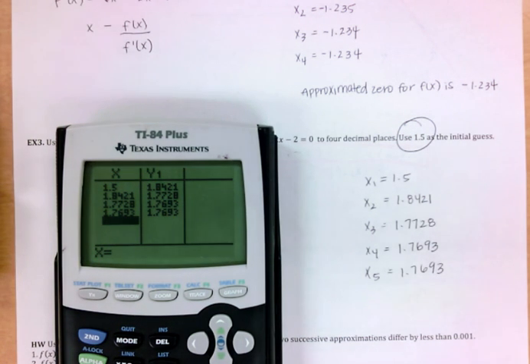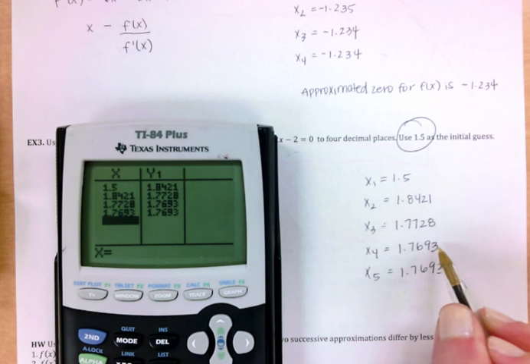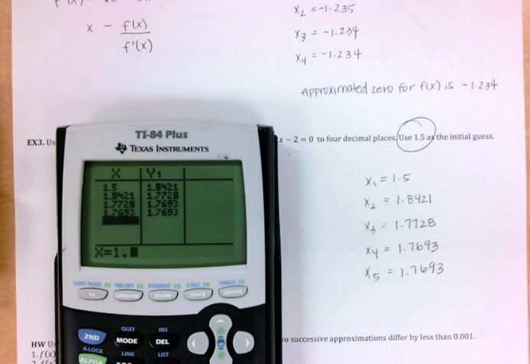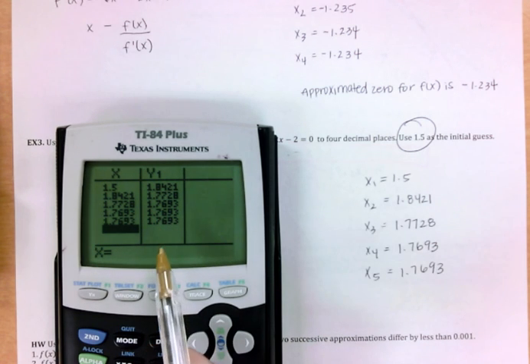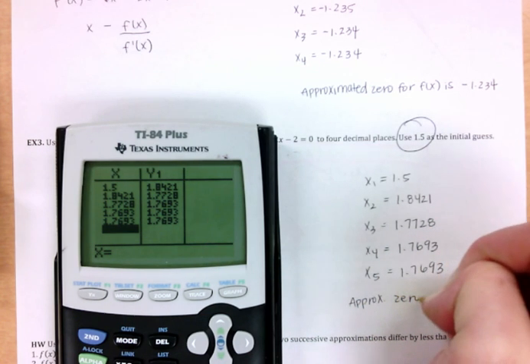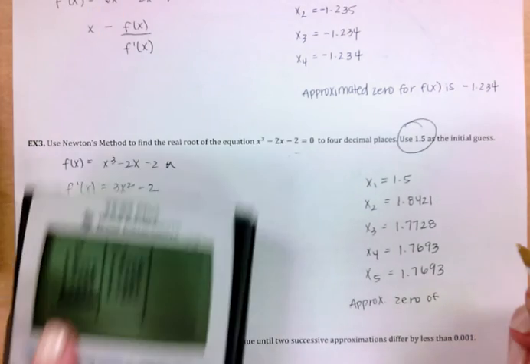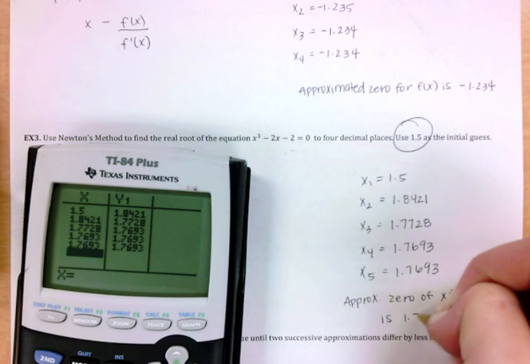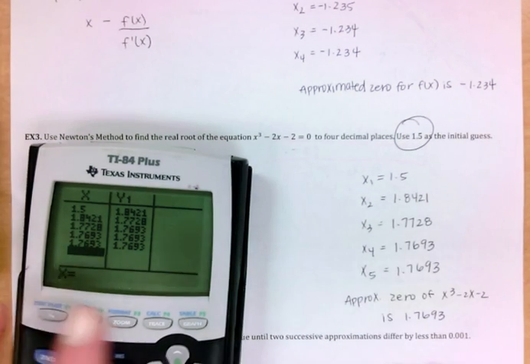Okay, so now that we're at x5, we look good. So we have 1.7693, 1.7693. So to 4 decimal places, so 1, 2, 3, 4. Okay, you can do it one more time if you are worried that this 3 might get bumped up to a 4. You can do that again. 1.7693, and you find, no, you're still staying. So we look pretty good. So we're accurate. So we would say our approximated zero of, and this one's not f, so let's write out our actual x cubed minus 2x minus 2 is 1.7693. Okay, so that's Newton's method.